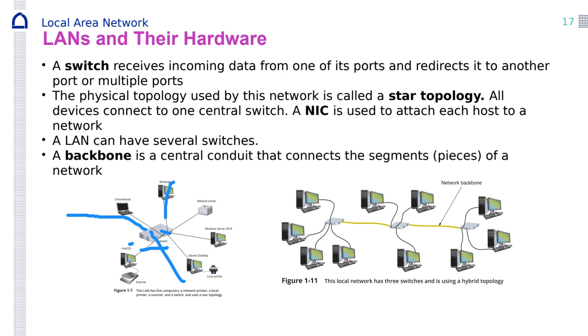The other type of topology used for LAN is called hybrid. You see here, hybrid topology, because you have more than one star connected to each other. This yellow line here is called backbone cable. The backbone is a central conduit cable, that connects the segments or pieces of a network. The NIC is used to attach each host to a network. So these are the hardware of LANs.